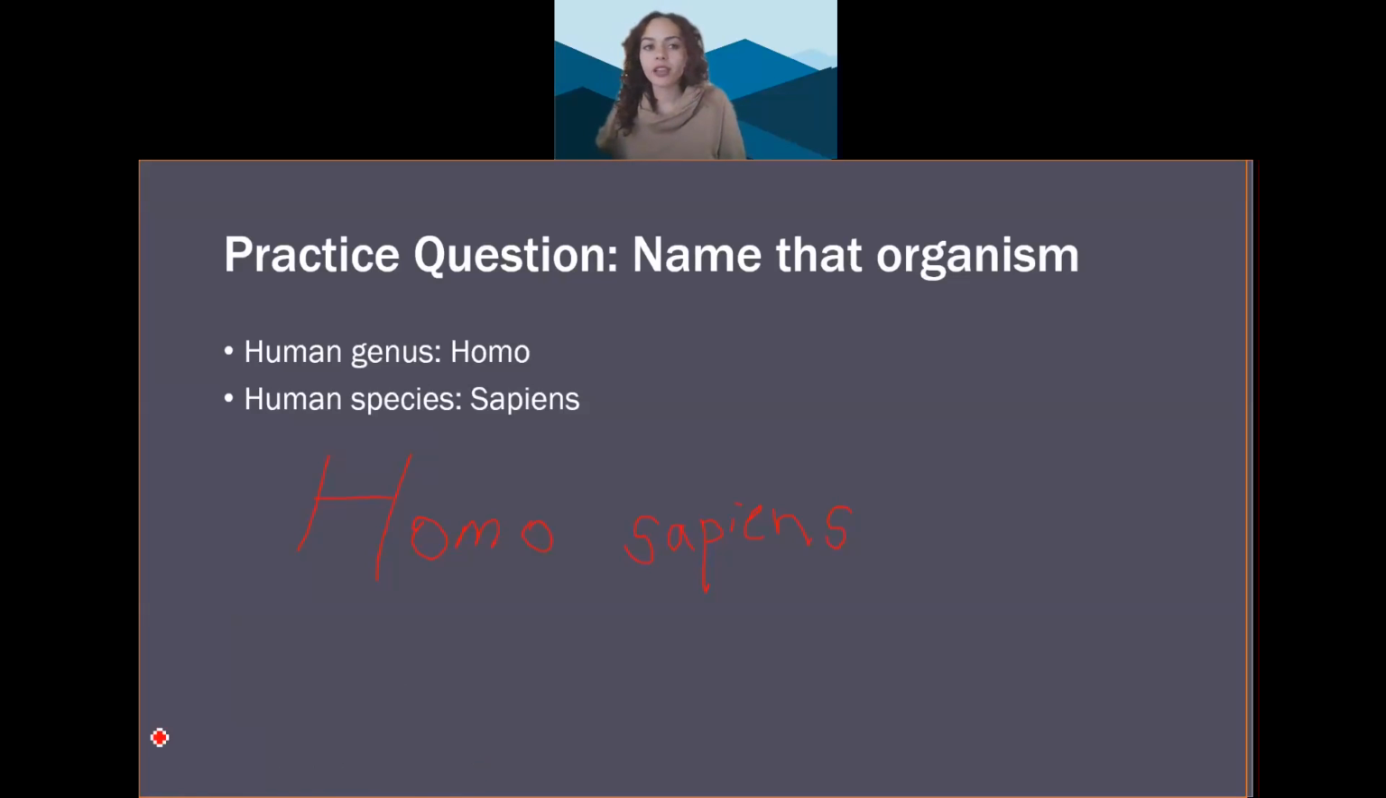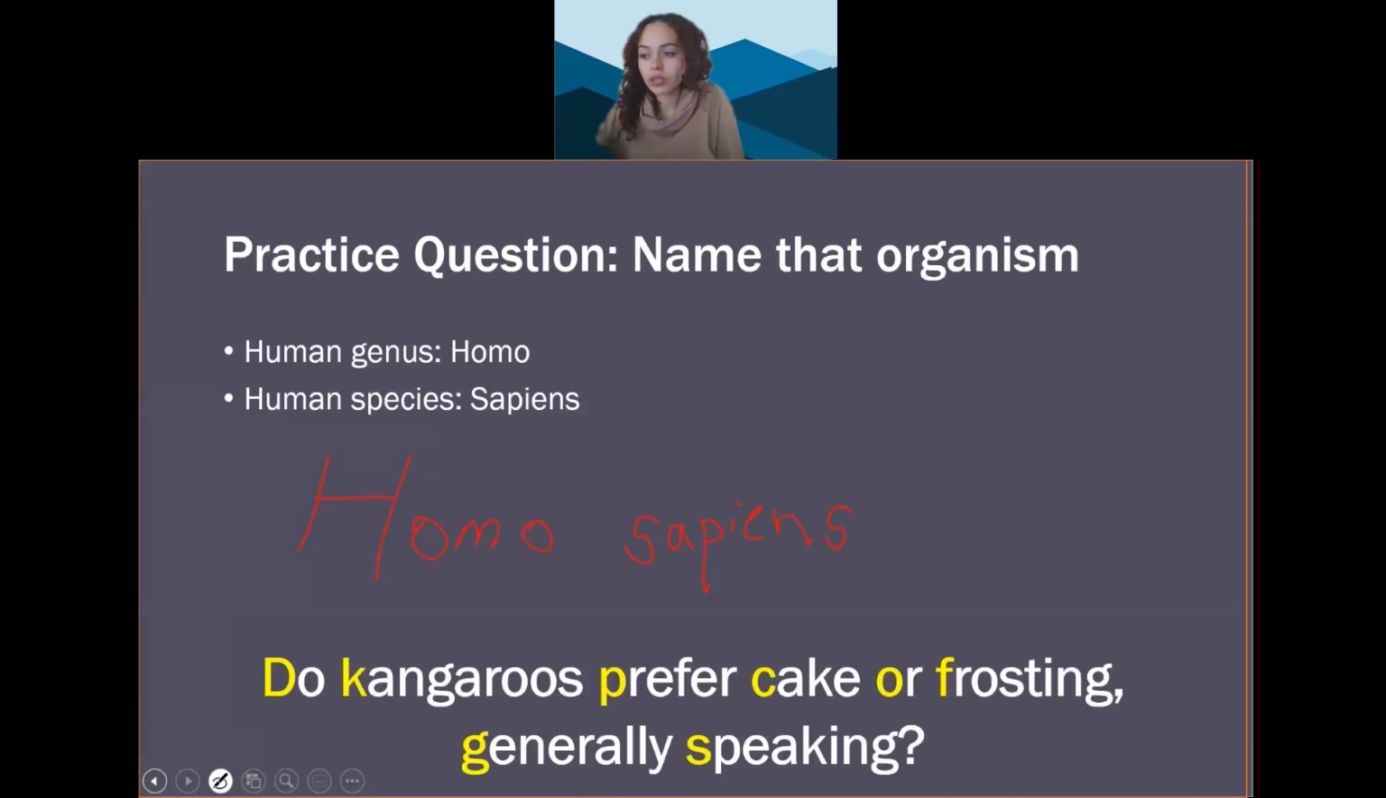Well, my fellow Homo sapiens, today you learned how to classify the diversity of life. I will leave you with one outstanding question. Do kangaroos prefer cake or frosting, generally speaking?